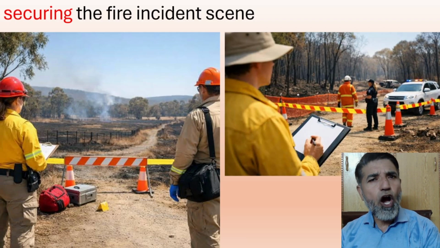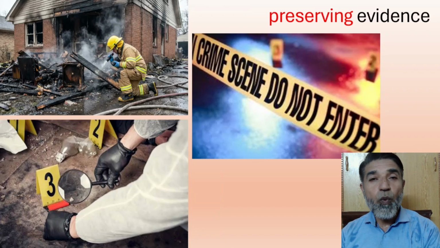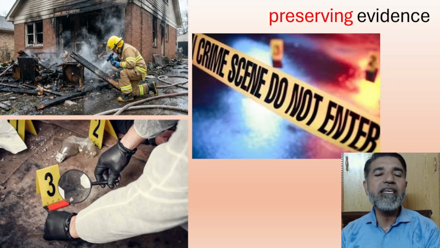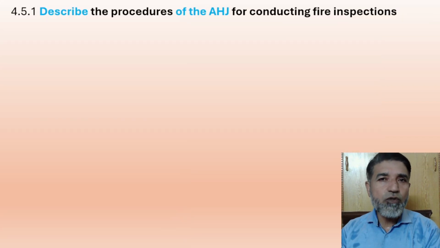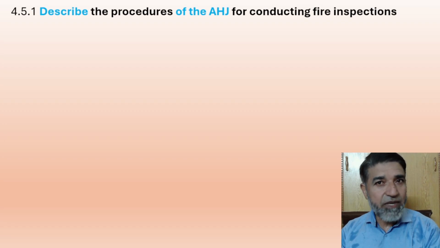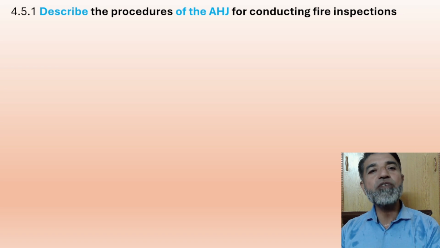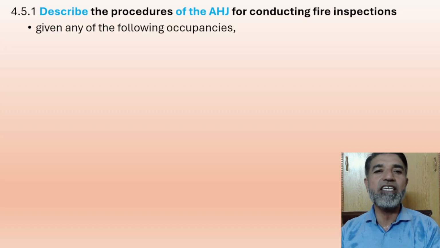If a fire occurs somewhere, how will the scene be protected, because they have to preserve evidence, and the way to preserve evidence, the way to control things for forensic testing and for other evidence. All of these will be conducted by the Fire Officer 1. Here we have to see a few important things that describe the procedure of AHJ for conducting the inspection. He will describe, not invent or make or produce. He will describe the procedures of AHJ already implemented, already approved for conducting fire safety inspection.